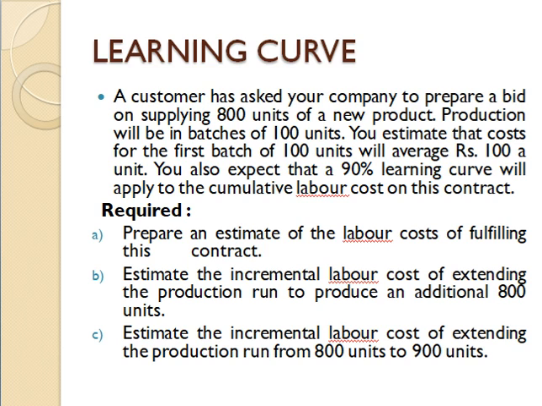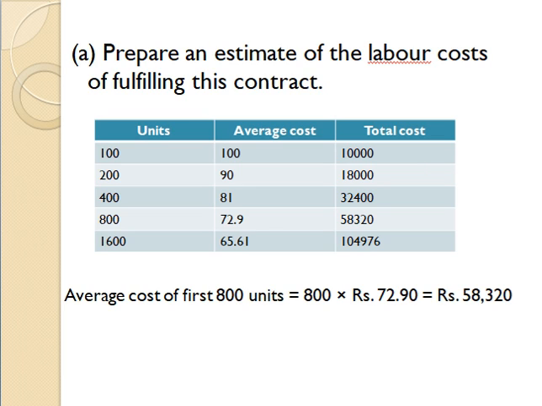So required: prepare an estimate of labor cost of fulfilling this contract; estimate the incremental labor cost of extending the production run to produce an additional 800 units; estimate the incremental cost of extending the production run from 800 units to 900 units. So in the given problem, first we need to prepare a tabulation table from the given statistics in the problem. The first requirement is to prepare an estimate of labor costs of fulfilling the contract.